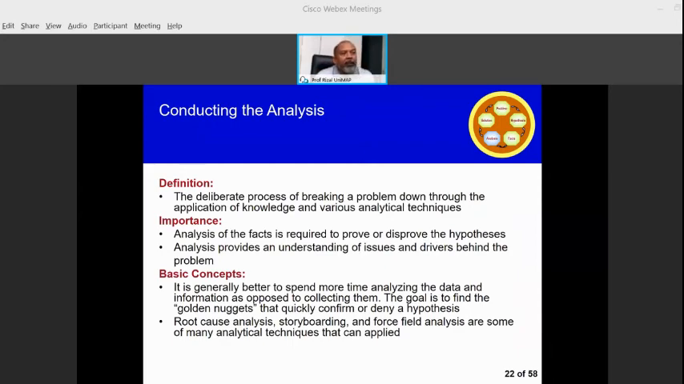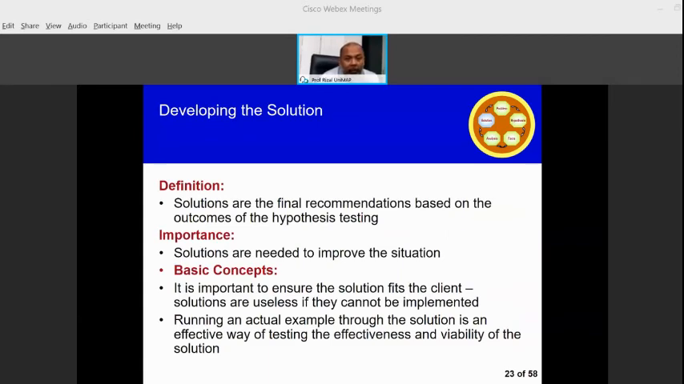So doing the analysis means the deliberate process of breaking a problem down, through the application of knowledge in various analytical techniques. Depending on the topic of research that we are doing, we will deploy different methods of analysis to our data. Some of us are probably using a simple standard deviation analysis, or correlation, or cross correlation. Some of us will look at the root mean square error in order to judge the quality of our data. But this analysis that we do on our data will be important for us to reach the solution. And then finally, the framework is about developing the solution.